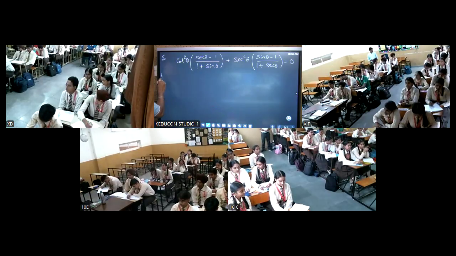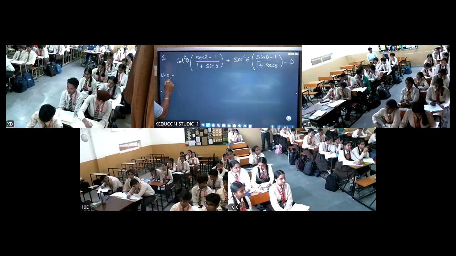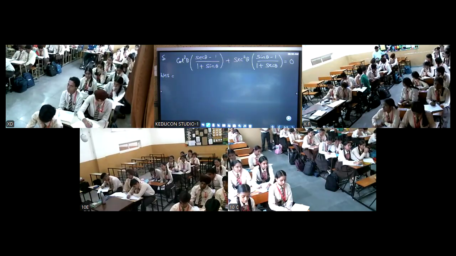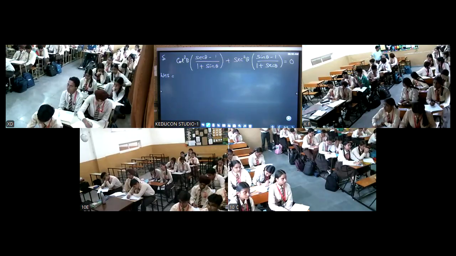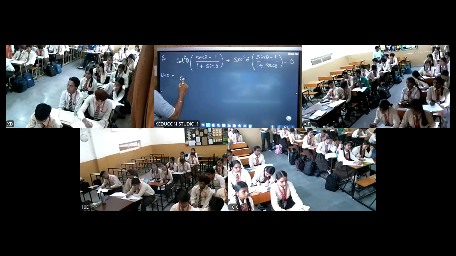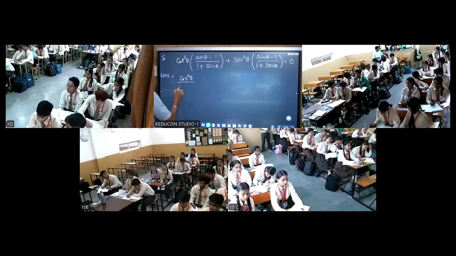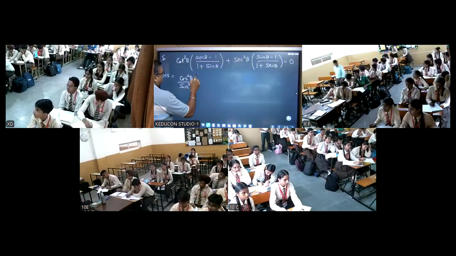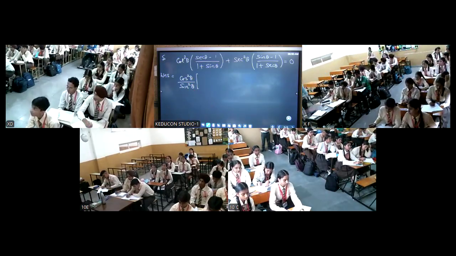You will take the left hand side. What was the first step? Convert everything into the form of sine and cos. What will be cos square theta, students? Cosecant square theta minus 1. Not cosecant, children, not cosecant: cos square theta over sin square theta.